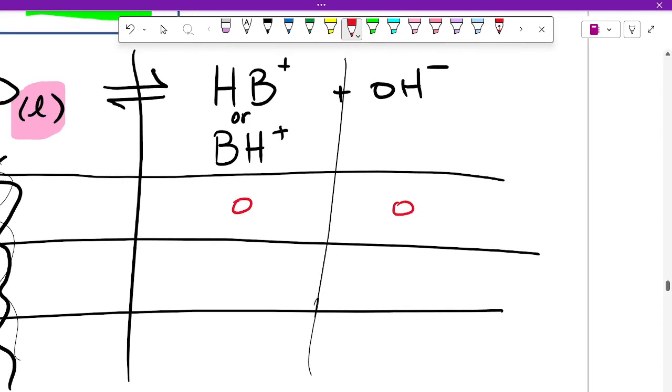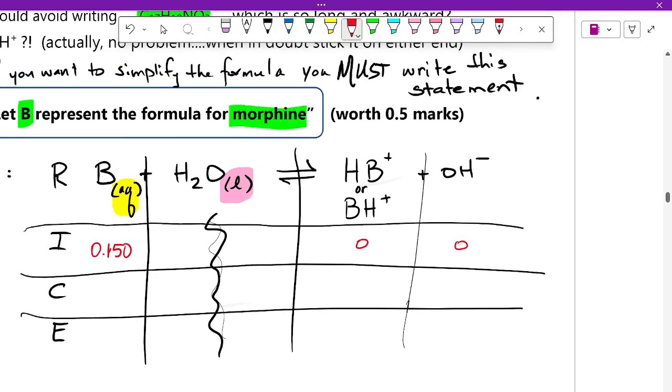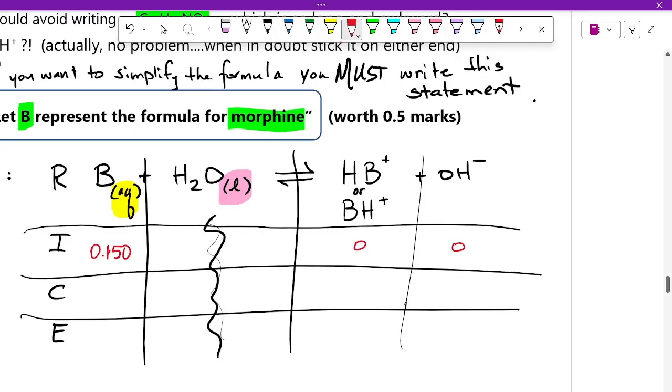Right? Because the moment we put this into the water, this is 0.15 molar. These are 0 and this is 0. So right when you put it in, the pH is still 7. Yeah? Because it hasn't ionized yet. Then it ionizes and these concentrations go up and this one goes down.